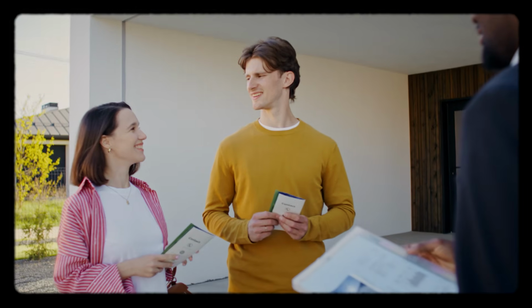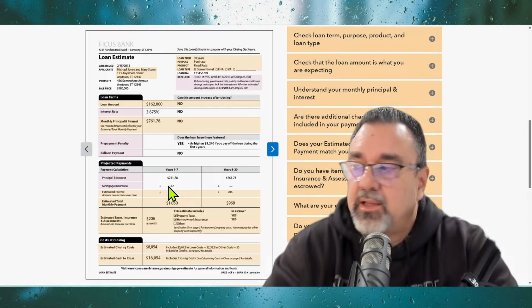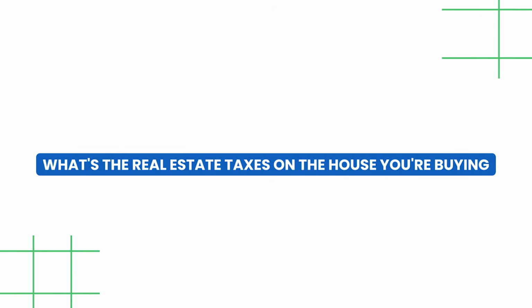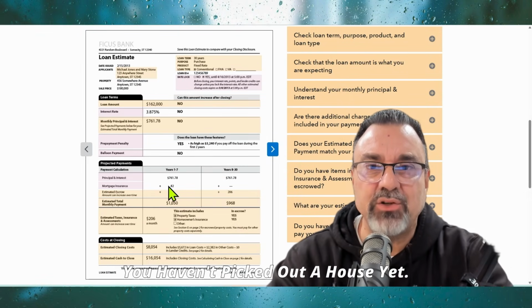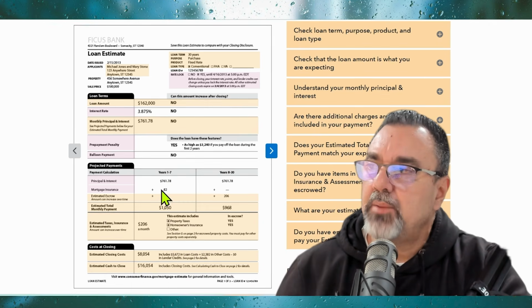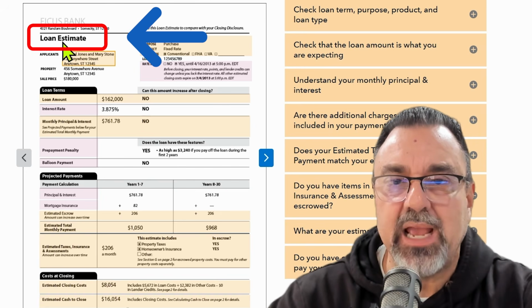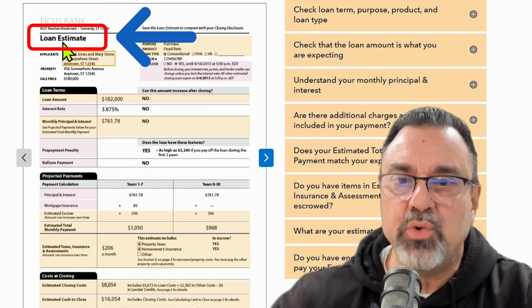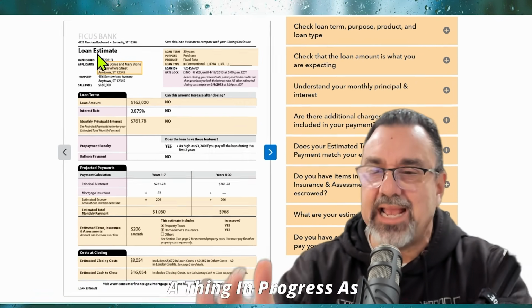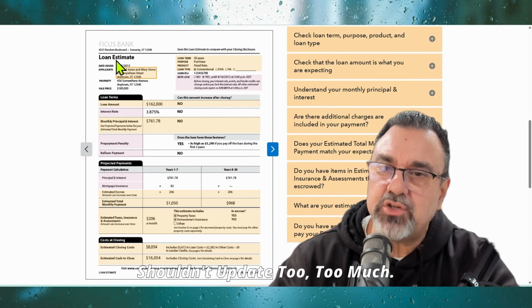A lot of clients that we work with are buying their first house. What's your homeowner's insurance? Well, just buying that first house, you don't know yet. What are the real estate taxes on the house you're buying? Well, you don't know. You haven't picked out a house yet. Once you do those things, a lot of these numbers will start to fill in. But at the beginning, there's a reason why it says loan estimate. These are the best estimates we have at this time, and this is going to be a work in progress. As we get new data in, these numbers will get updated. They shouldn't update too much, though.